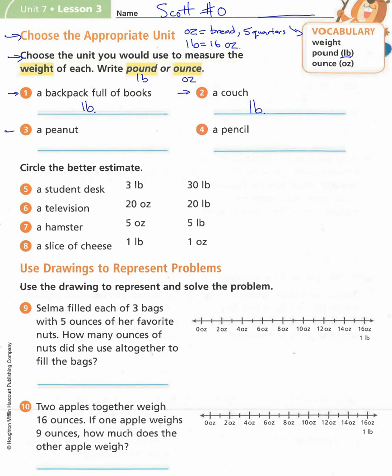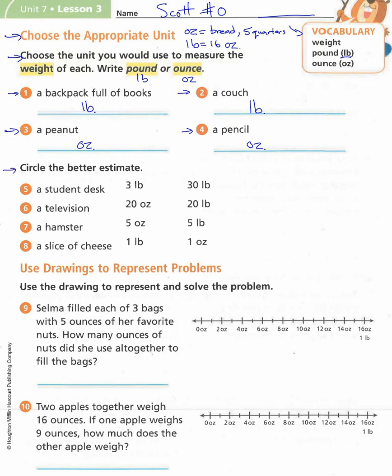Now, number 3, a peanut, of course. Yep, go ahead. You got it. You're going to use ounces, right? And then a pencil, number 4, a pencil. Go ahead. Yep, you did it again. Ounces. Hopefully you did ounces. Yeah, you can't really measure the weight of a regular pencil with pounds. Pounds is too big.